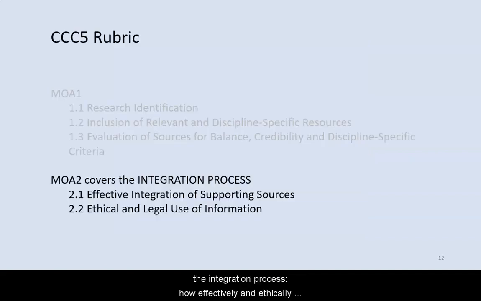The second MOA measures the integration process, how effectively and ethically the student combines their own work with the external information gathered to address the research question. For this process to be evaluated successfully, the delineation between the two needs to be consistently clear, and all external sources must be cited properly.